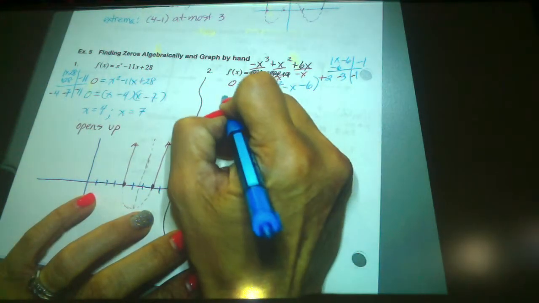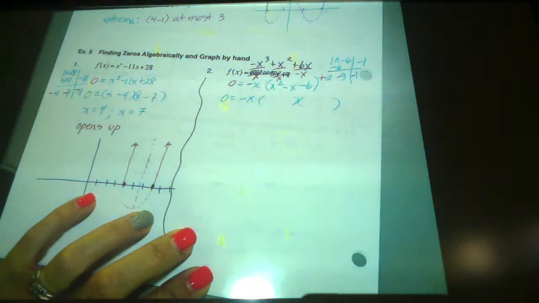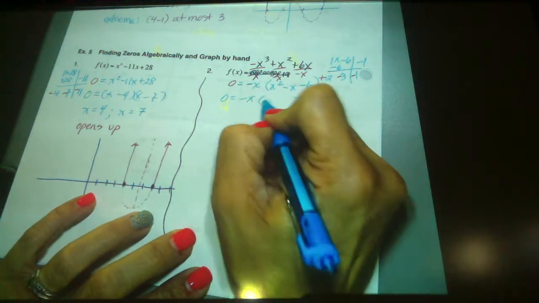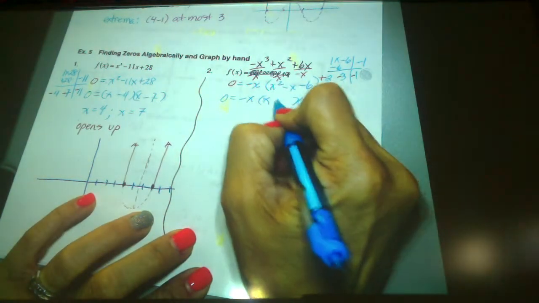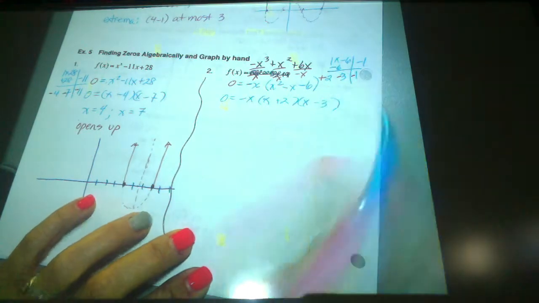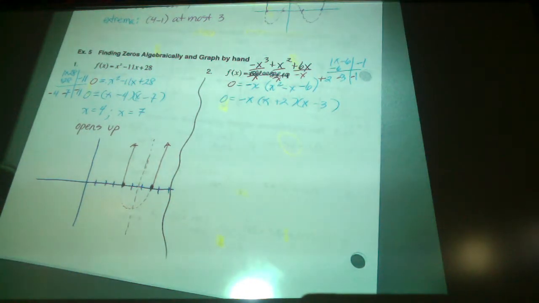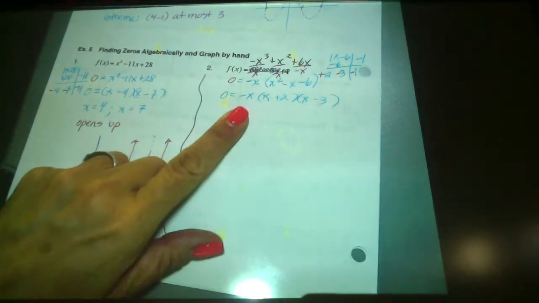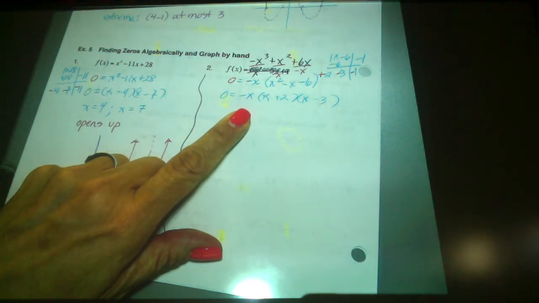But don't forget about the negative x. We have negative x and the 2 parentheses. The x squared becomes x and x. And then you have a plus 2 inside and a minus 3. Remember, at most, how many zeros am I going to have on this one? 3. So don't forget about the x. That's your biggest error, is forgetting about that x.